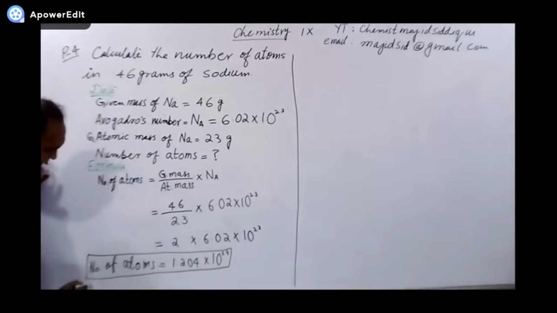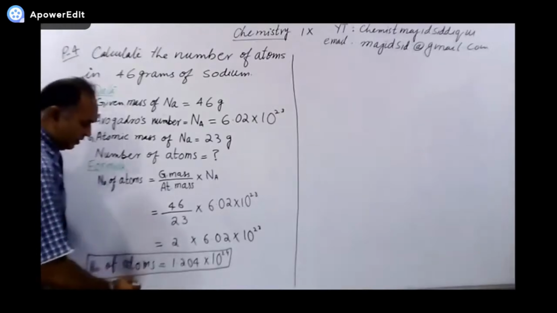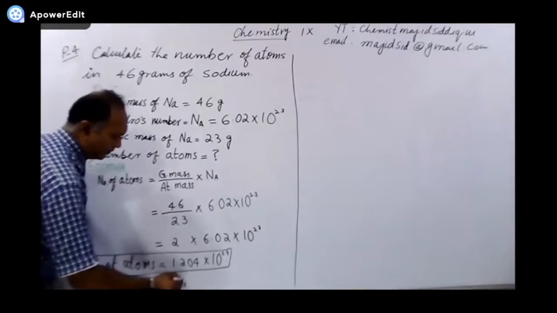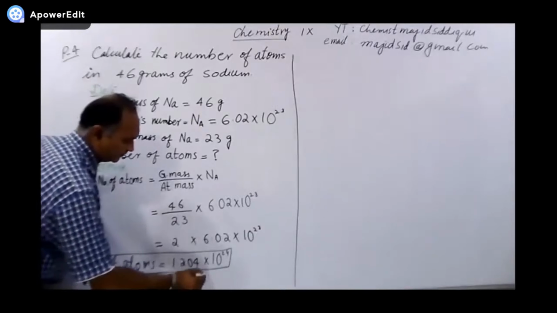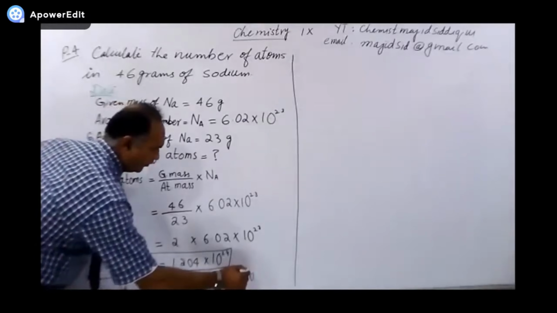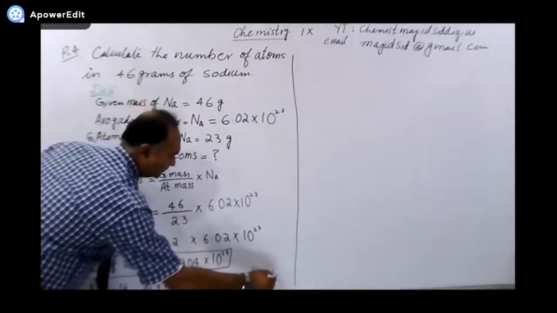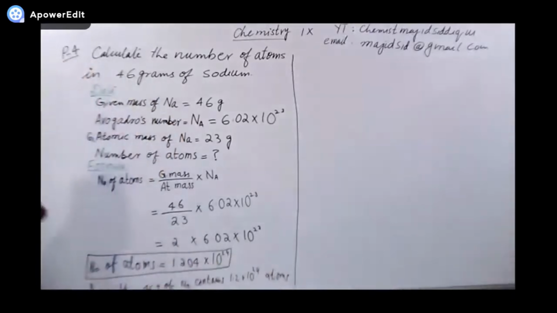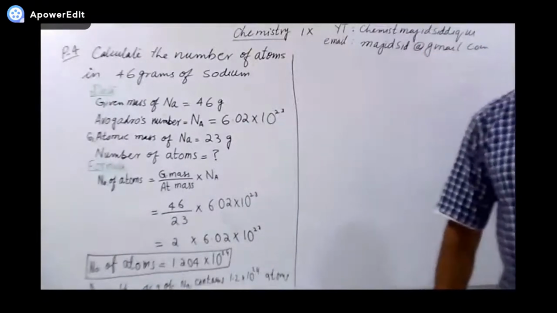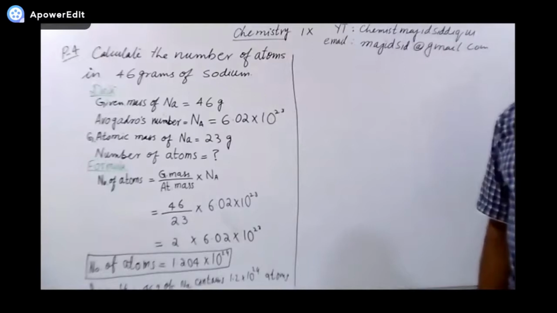And then you will write in the result. What is the result? 46 gram of sodium contains 1.2 into 10 to the power 24 atoms. So nothing is new. This was just a practice. All right?